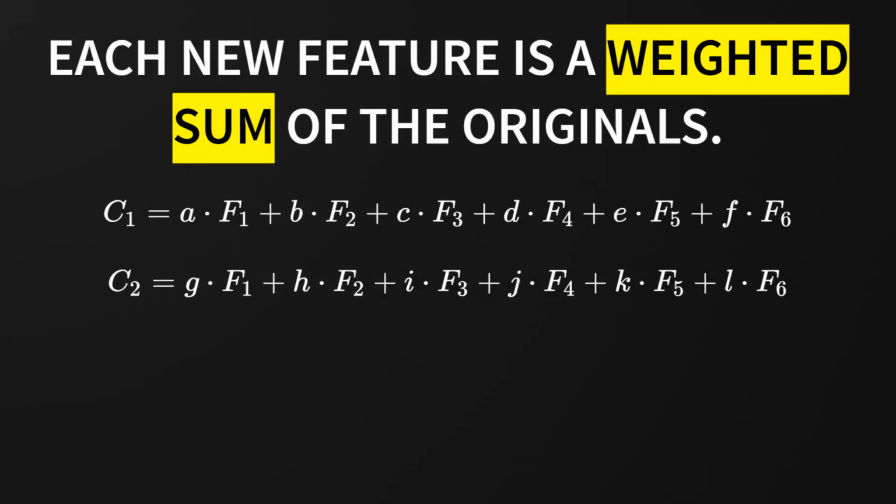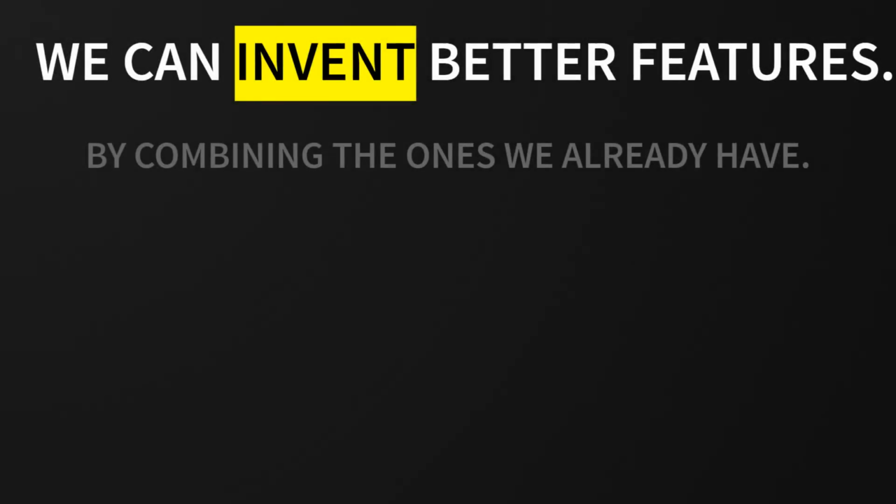Here's the math behind that transformation. It's surprisingly straightforward. Each new component, like C1, is just a weighted sum of all the original features. The algorithm's job is to find the perfect weights, the A, B, and C values, that capture the most important patterns in the data.